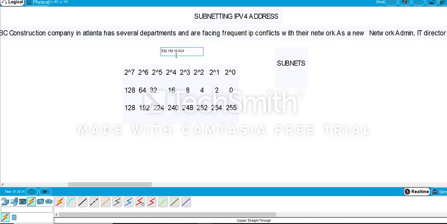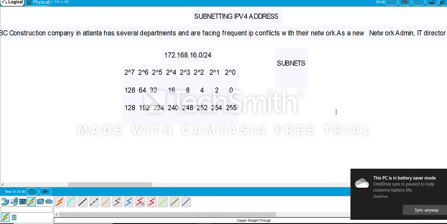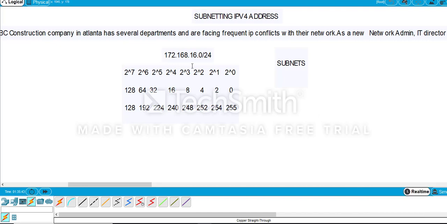So basically the company is facing IP network conflict issues, depending on how the information technology infrastructure is set up in that company. They keep having IP conflict issues. So as an admin, you've been asked to subnet this IP address, 172.168.16.0, into 9 subnets. We're going to get into this tutorial.